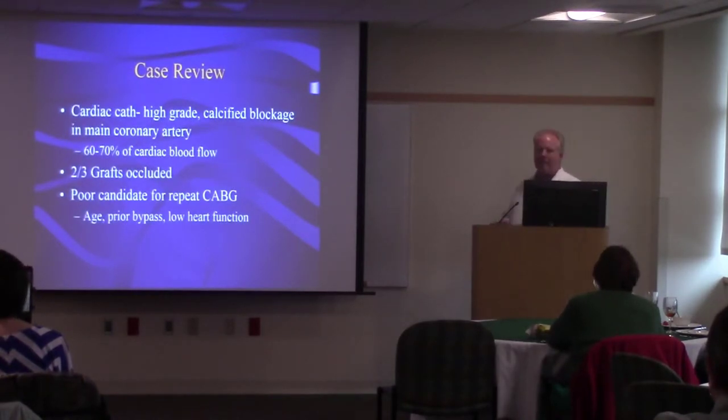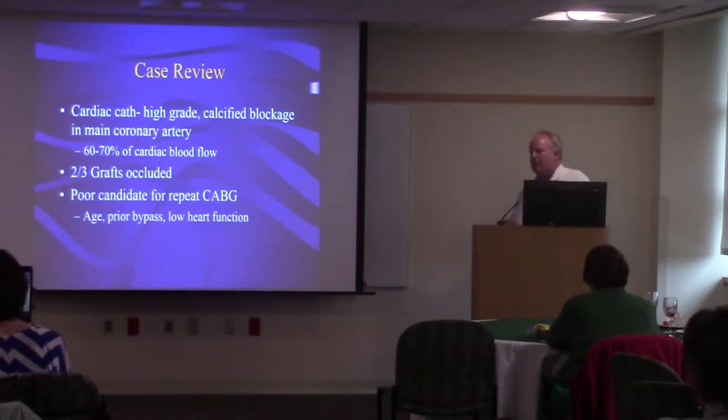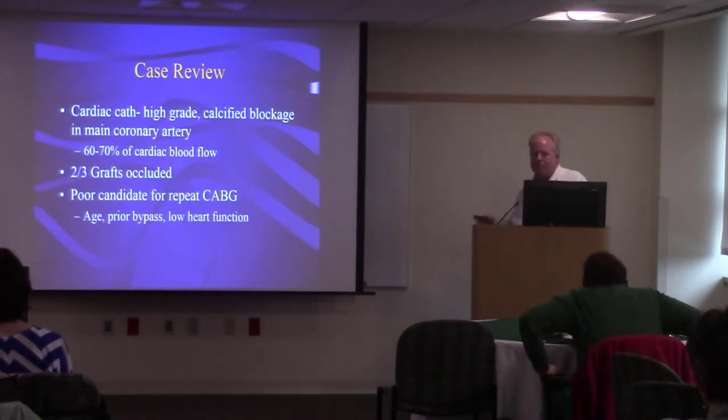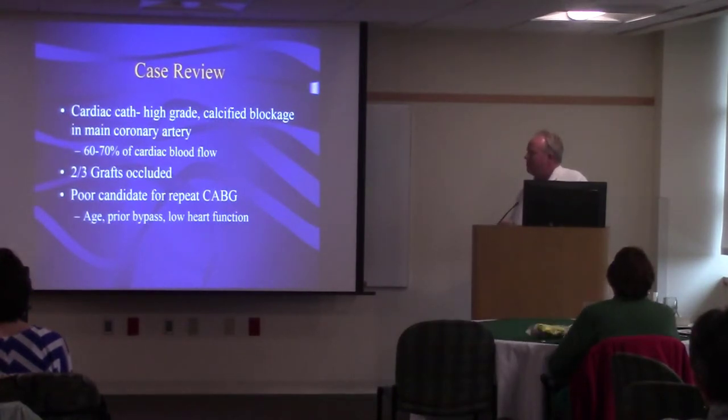So we did a cardiac cath on her, and she had a very high grade calcified blockage, which was like a rock of calcium in her main coronary artery supplying blood to her heart. This artery supplies about two-thirds of your blood supply to your heart. So obviously if they have a bad blockage there, you're not going to do well. She had been bypassed, but two out of her three bypass grafts were occluded. They were blocked off. So she was essentially living off of one of her grafts.